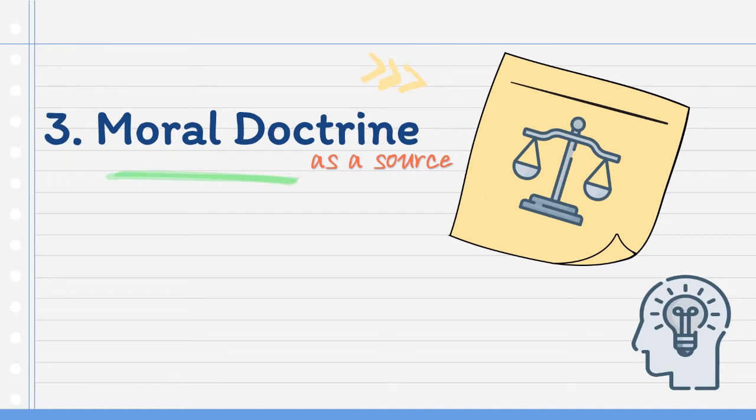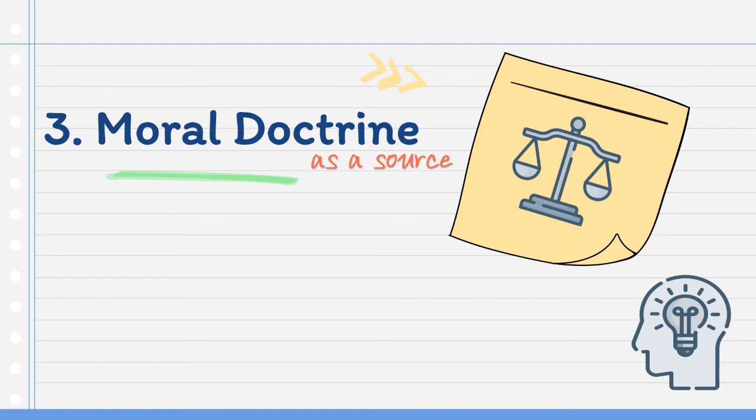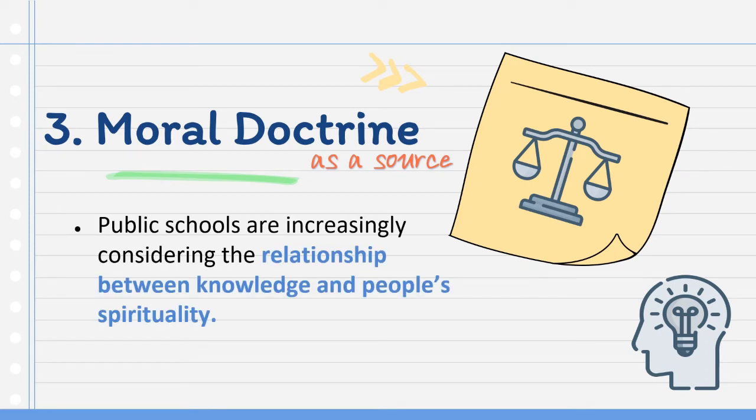The third source of curriculum design is moral doctrine. Some curriculum designers look to the past for guidance regarding appropriate content. These persons emphasize what they view as lasting truths advanced by great thinkers of the past. So this curriculum design should be guided by the Bible or other religious texts. In this century, public schools are increasingly considering the relationship between knowledge and people's spirituality. Many people are criticizing Western society's emphasis on science, rationality, and material wealth.